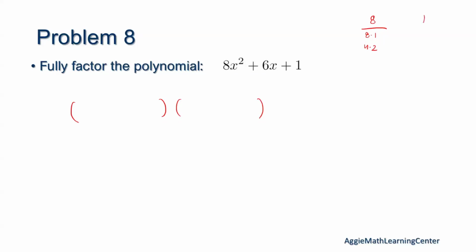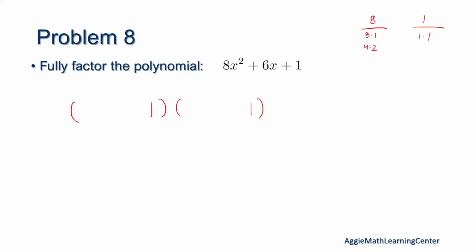Okay. And the only factors that multiply to be 1 are 1 and 1, right? So that's nice for this problem. We know that our last term in both of these binomials is just going to be 1. Does that make sense? Yeah, I'm going to say it's going to be 8 plus 1 and then.